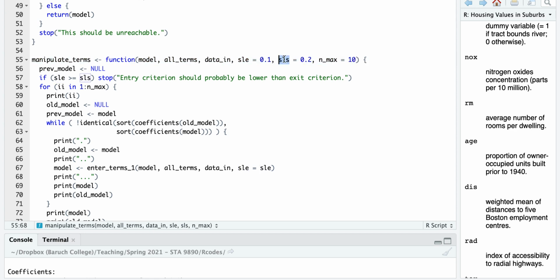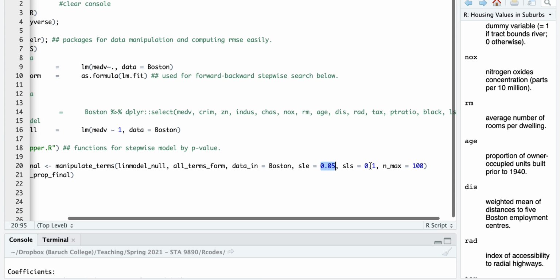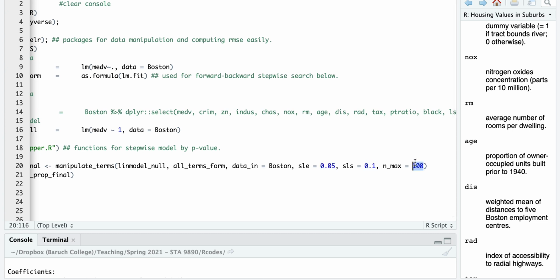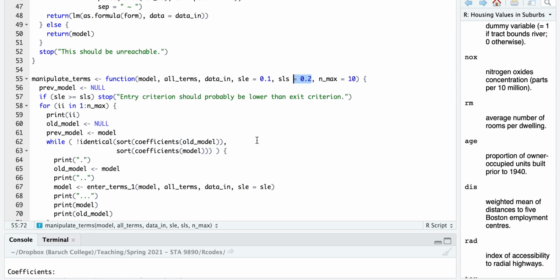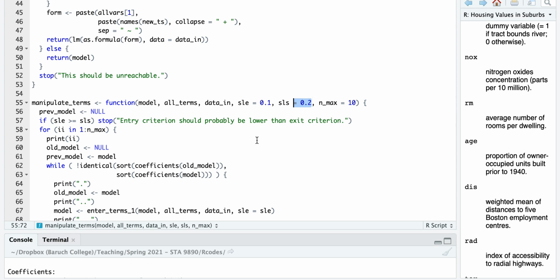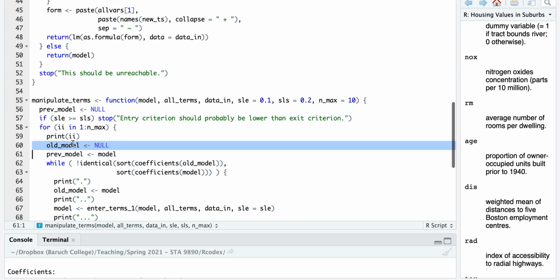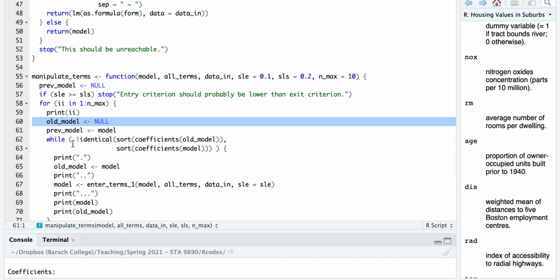We have the exit threshold for the p-value, and these are going to be the default values if they are not provided here. But here they are provided, so they will be overwritten by these three numbers. Since this is an iterative process, we always have a previous model, an old model, and a new model, so we have to at least keep track of the previous model. At the beginning, there is no previous model, it's a null model.